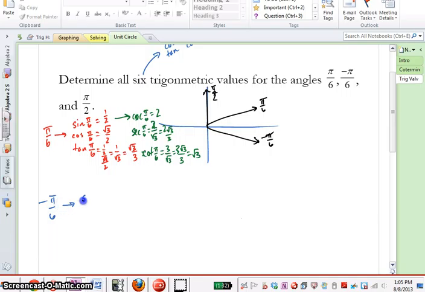Once we've determined pi over 6, we can go on to negative pi over 6. Negative pi over 6 has a sine value that's very similar to what we have above. But the difference here is that we are being careful to note that negative pi over 6 is below the x-axis, which means that we'll have a negative sine value. Cosine, we're still on the right side of the y-axis, so it's positive. And tangent is again just dividing sine by cosine, and this time we end up with a negative root 3 over 3.